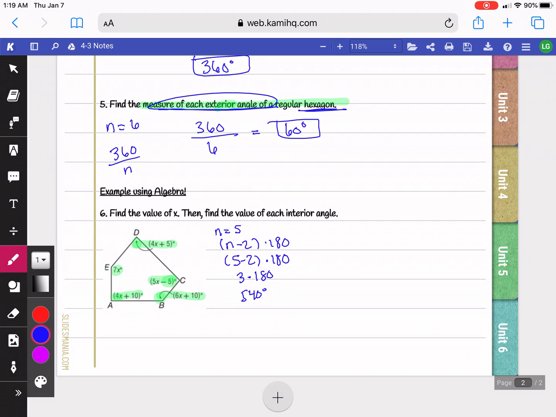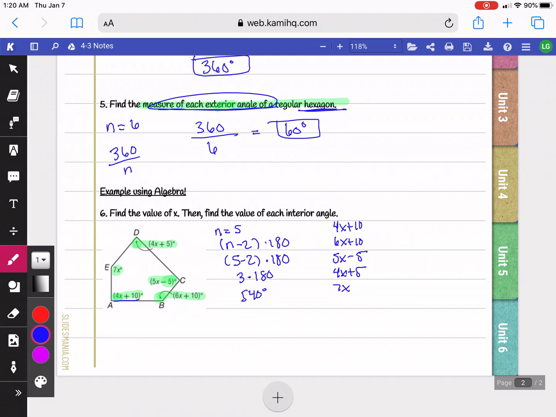So what I can do now is write an equation where I add all the angles A, B, C, D, and E and set it equal to 540. So I'm just going to do that going across, starting with A. So I have 4x plus 10. And then for B, I have 6x plus 10. For C, I have 5x minus 5. For D, I have 4x plus 5. And for E, I have 7x.